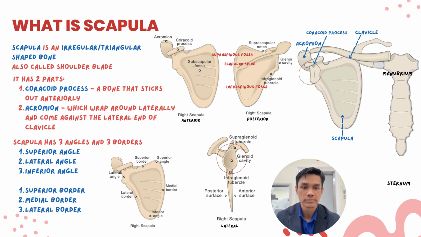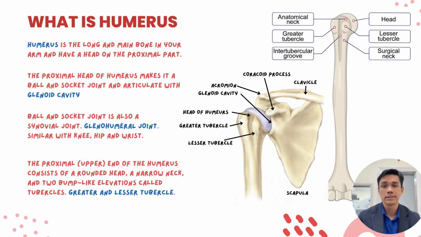Next is the humerus. The humerus is the main bone in your arm and has a head on the proximal part that makes it a ball. This head of the humerus articulates with the glenoid cavity and makes a ball and socket joint. This ball and socket joint gives the most degrees of freedom and can move the arm freely and easily.